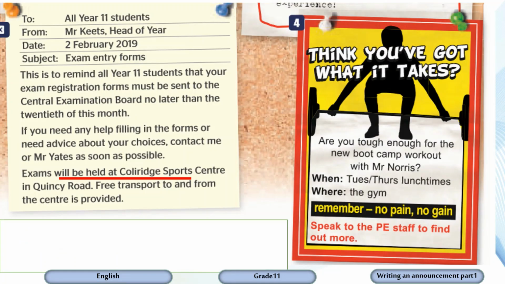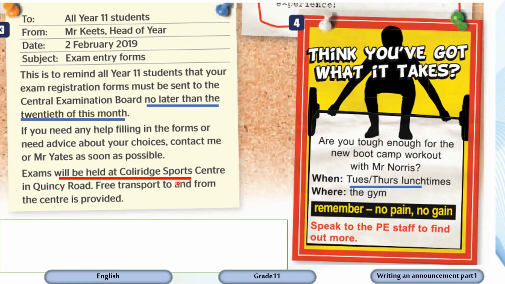Now let's have a look at the announcements 3 and 4. Look at the underlined sentences. Okay, so your exam registration forms must be sent to the Central Examination Board no later than 20th of this month. This is the deadline, which means that there are many days before on which I can submit the form here. So will be held at Coleridge Sports Center.